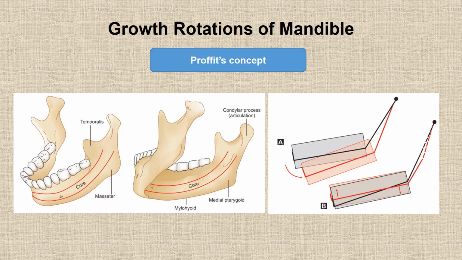Okay, so this is the core of the mandible, whereby it carries the inferior dental canal. Okay, and the rest is the surrounding matrix. And so here is a diagrammatic representation. This is a matrix rotation whereby the focus is on the condyle, and this is an intramatrix rotation whereby the focus is within the body of the mandible.